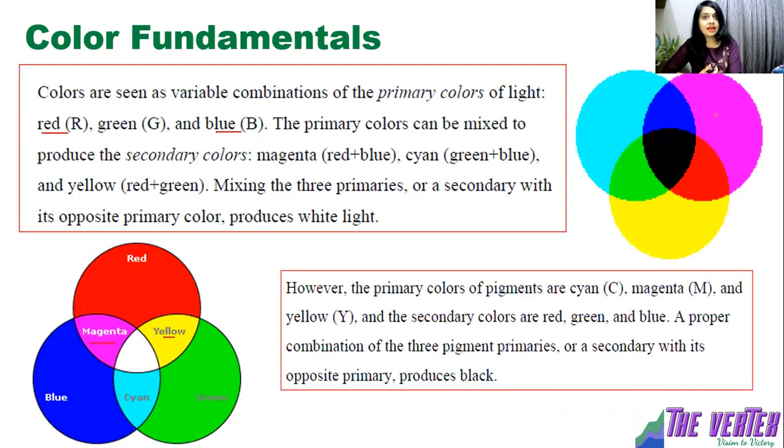Similarly, these are secondary colors, and when we mix secondary colors, we get primary colors. That is, when we mix cyan and magenta, we get blue, and so on.